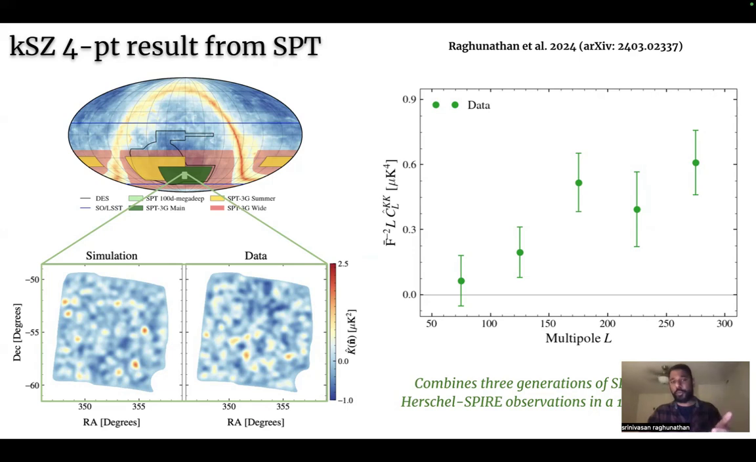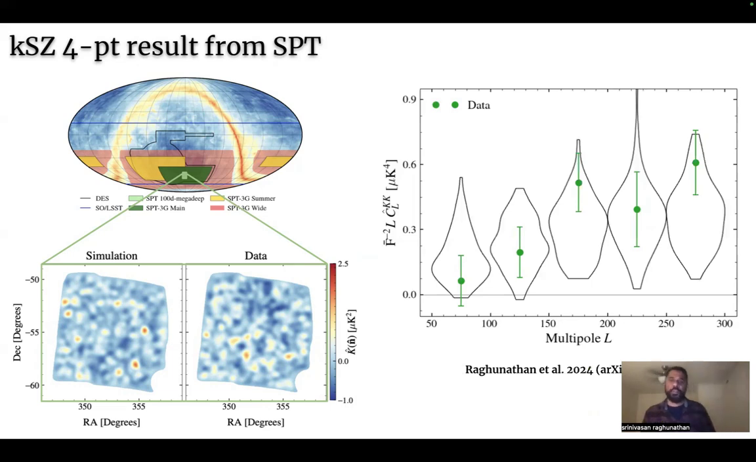And when I say 4 points, this is actually a squeezed 4-point. So this is a 10 sigma detection of the trispectrum. Now if I put a simulation distribution on this, just to make sure that we can quantify the significance of the measurement, this is how they look. The violins are distributions from 100 different simulations, and you can see that our data matches pretty well with the sims.